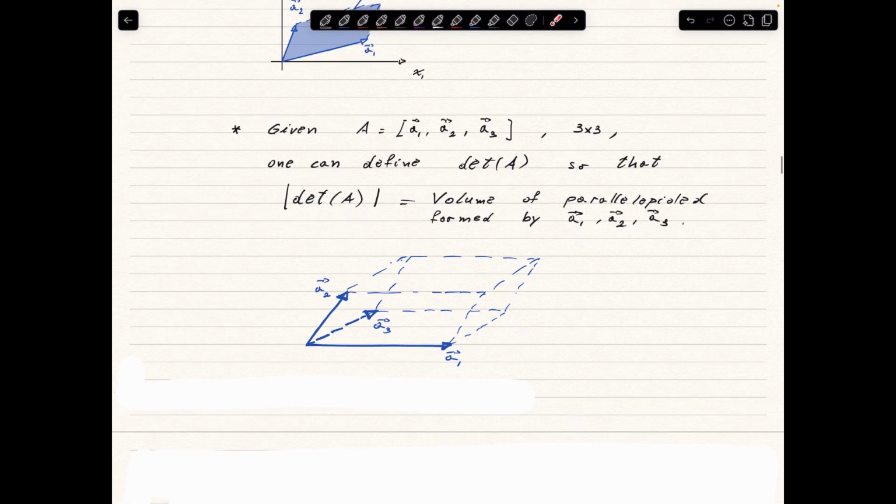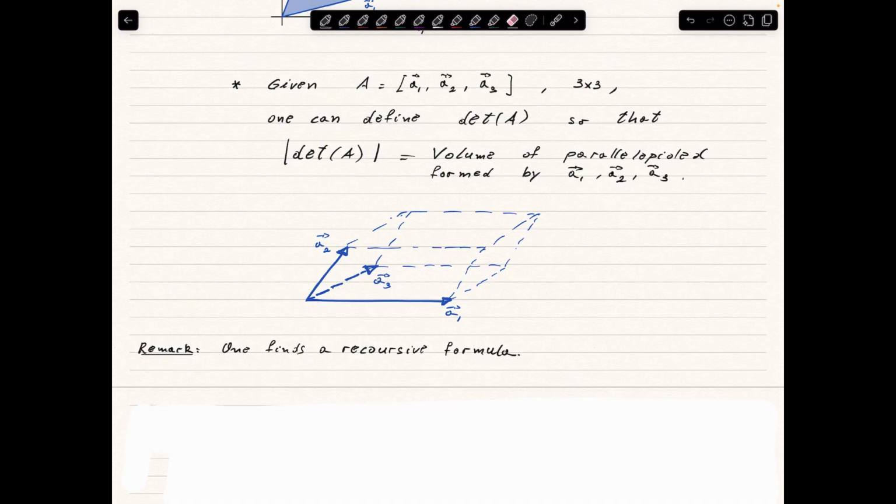This can be done, and then what one obtains is a recursive formula, a formula that can be applied if we know the determinant of a 2 by 2 matrix.